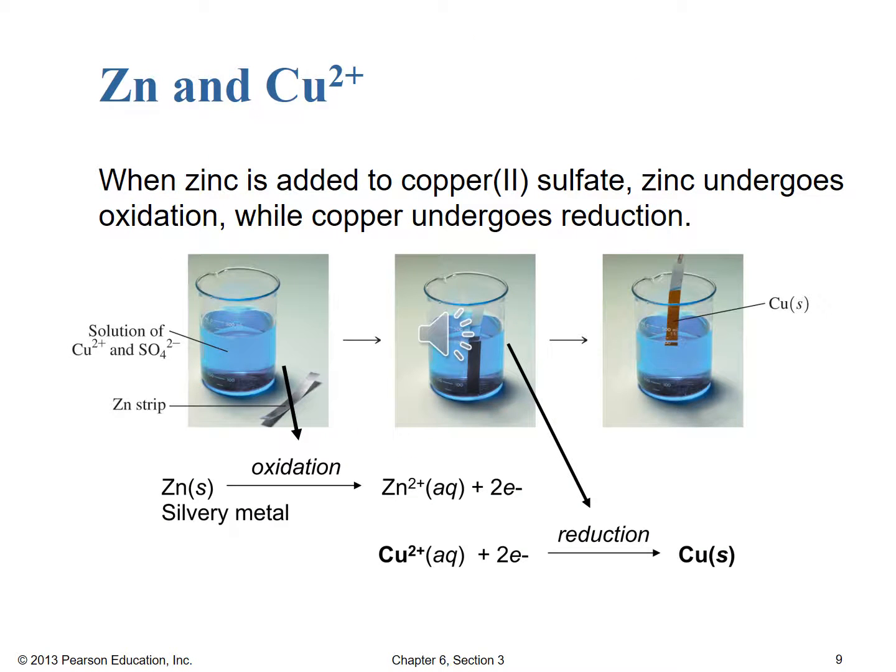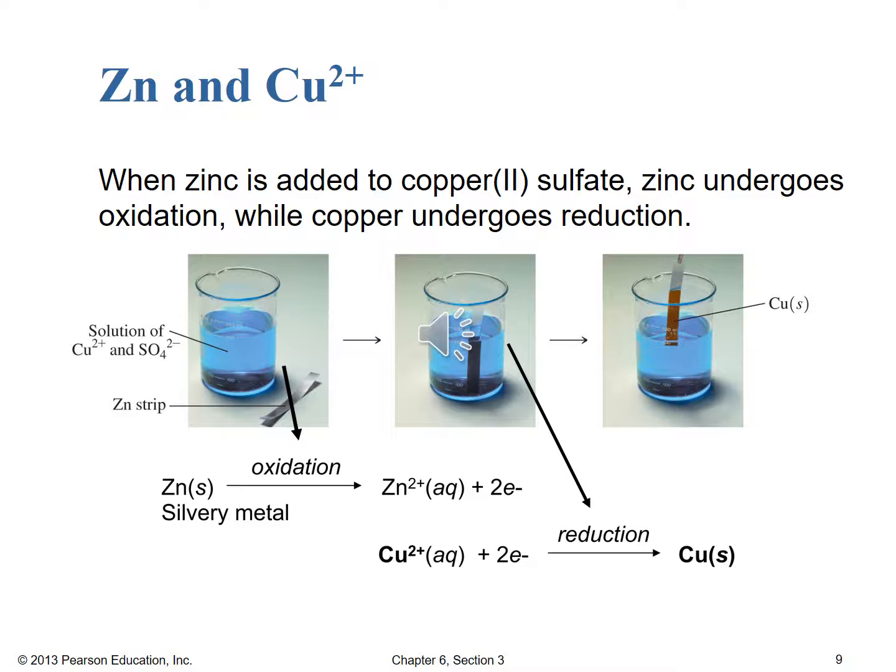If we want to really follow this sort of process visually, we can look and see what happens when a zinc strip is added to a copper 2 sulfate solution. We can see that the zinc undergoes oxidation. We lose some zinc ions. That's a little tougher to see because we're not able to see at the macro scale the small number of zinc atoms that have gone on to form zinc ions.